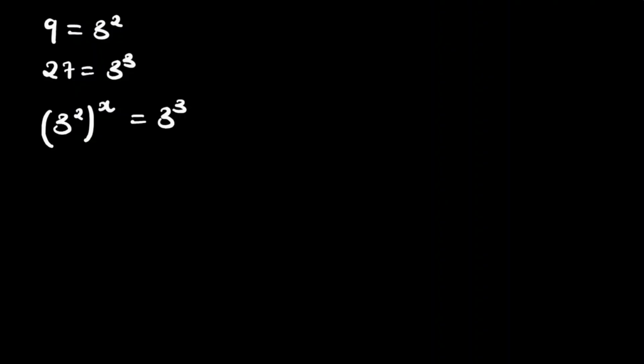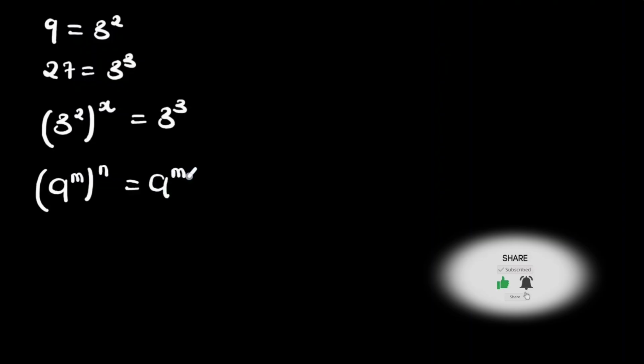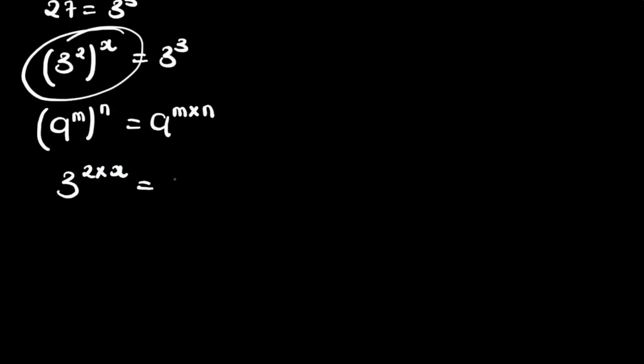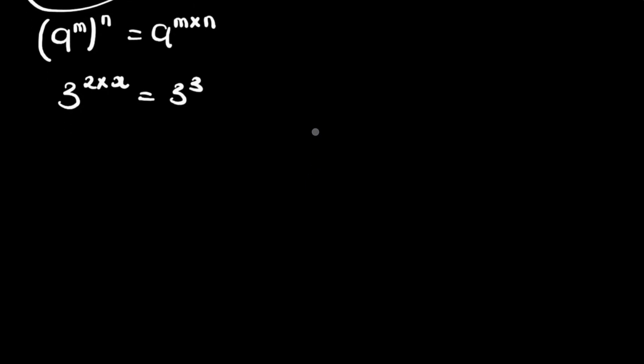Now this takes us to our laws of indices. We have a law of indices which says a to the power m times n is the same as a to the power n times n. That is what we are going to use in this case to solve that. So it's going to be 3 to the power 2 times x equal to 3 to the power 3. Now I'm going to simplify that. It will just be 3 to the power 2x equal to 3 to the power 3.